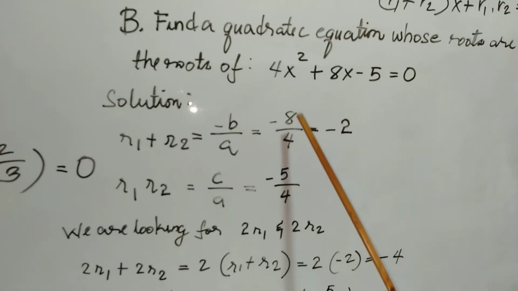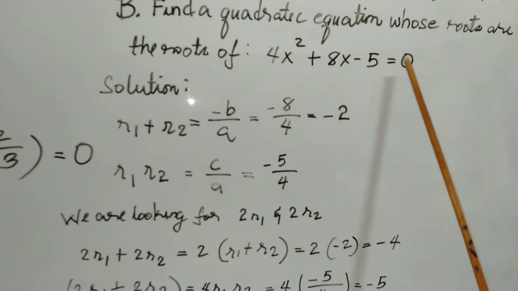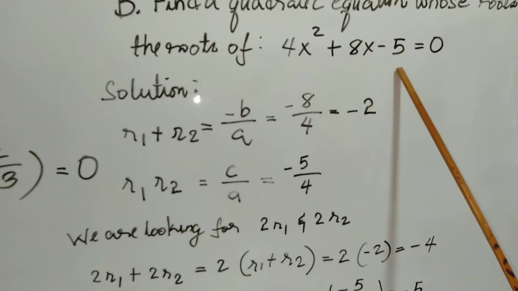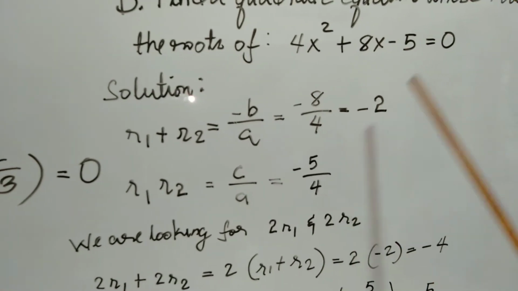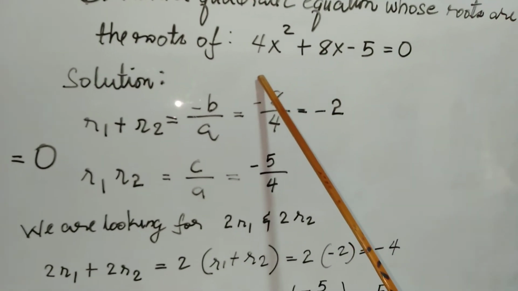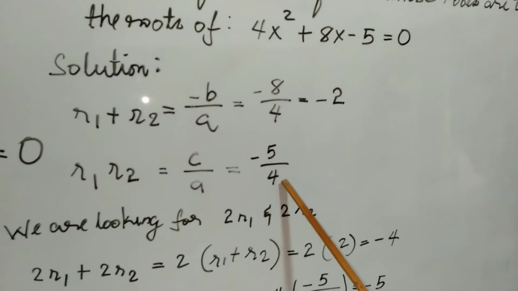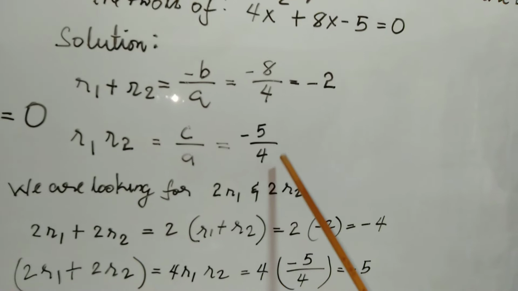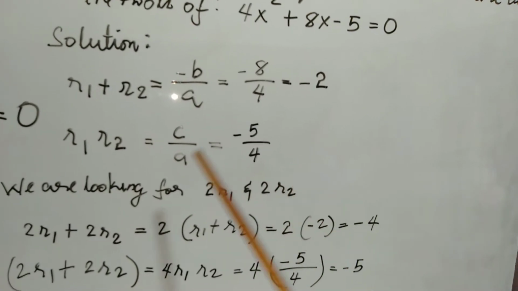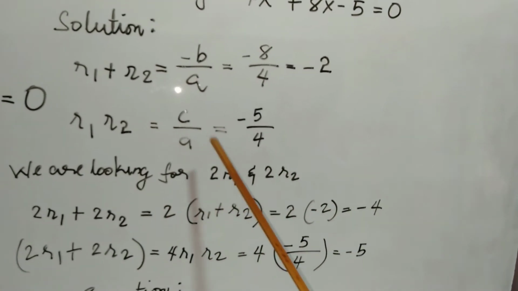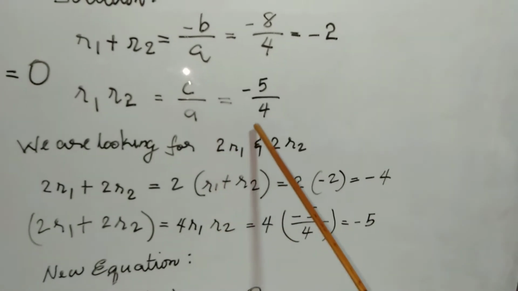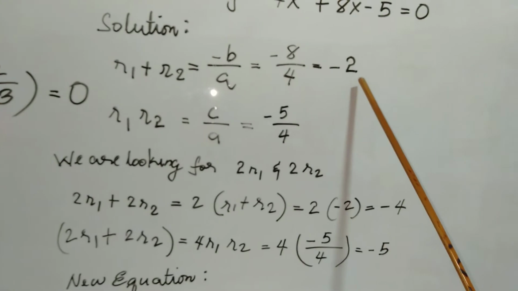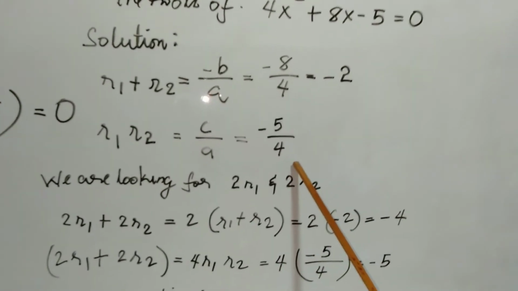The product of the roots of this whole equation, r1 times r2, is equal to c over a. C is the constant term, negative 5, and a is the coefficient of the first term, which is 4. So the product of the two roots is negative 5 over 4. So we are looking for twice the given roots, negative 2 and negative 5 over 4.